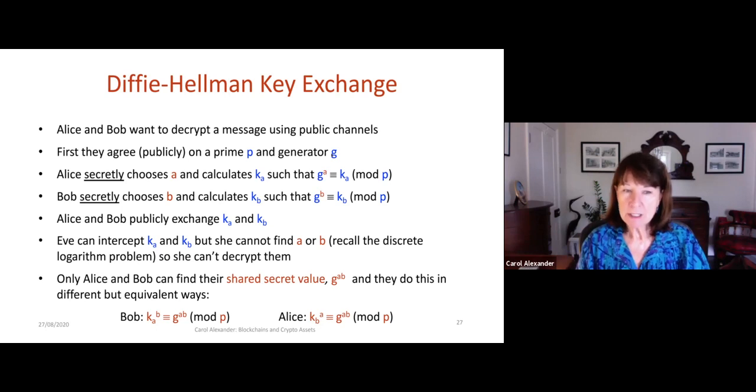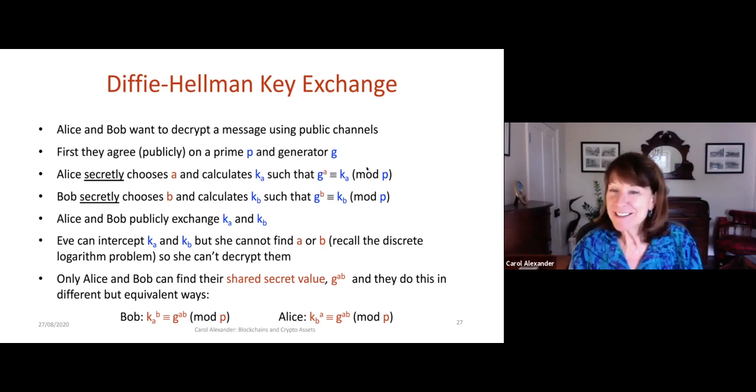Now, Alice will secretly choose some number A and calculate a public value, K sub A, using the power of G. And although people know Ka and they know G, this is the discrete logarithm problem. So knowing K and P and G, when all of these things are very, very large numbers, doesn't give you A. It's not possible to find that. You could try trial and error. It would take absolutely ages, very large computers.